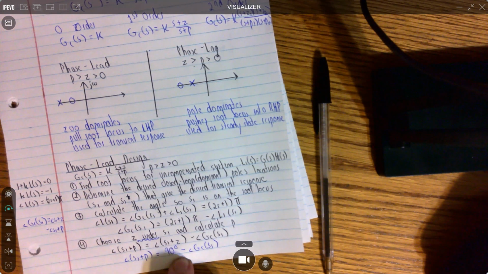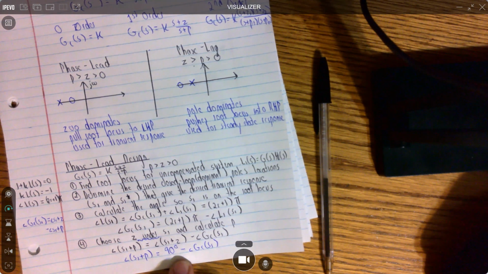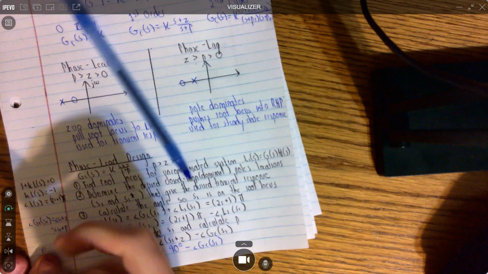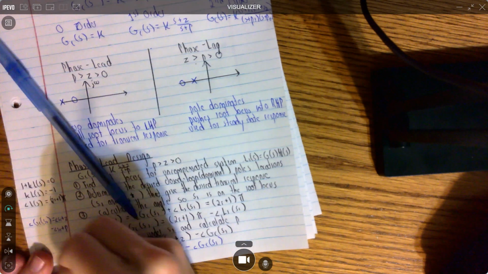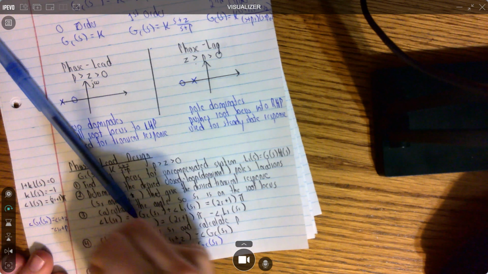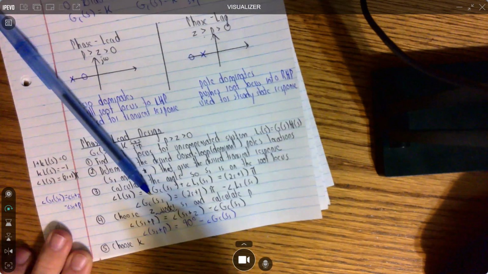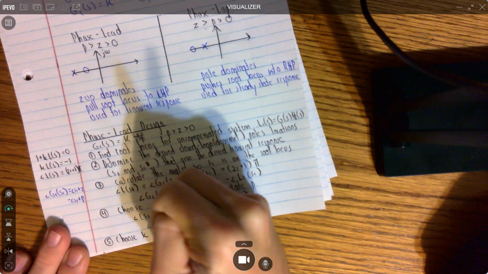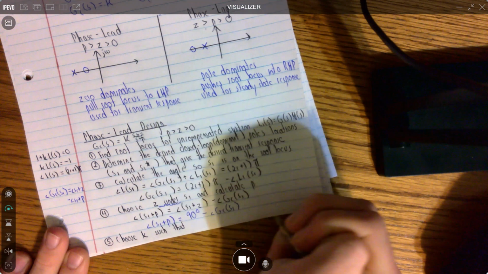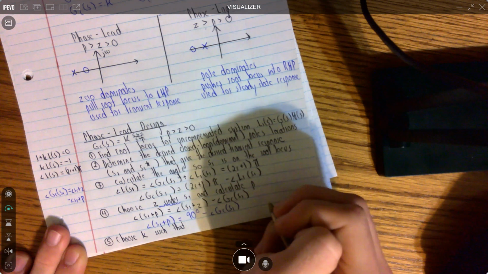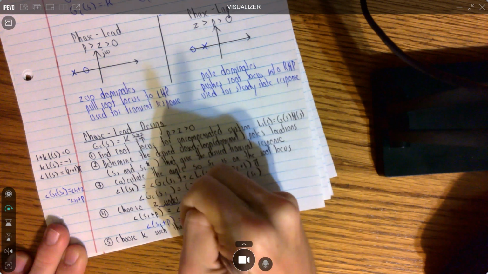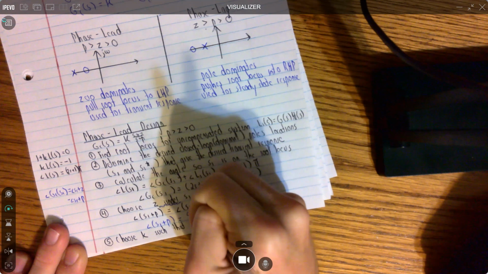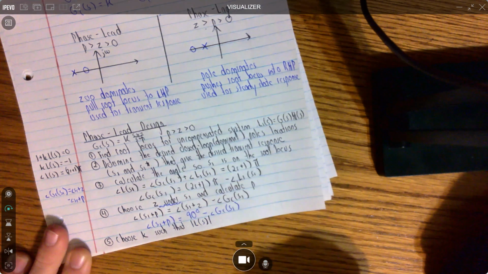So we'll see that. And then your fifth step here is going to be choose K, because now you choose the amount of gain you're going to have within that compensator, such that, if you take the magnitude.